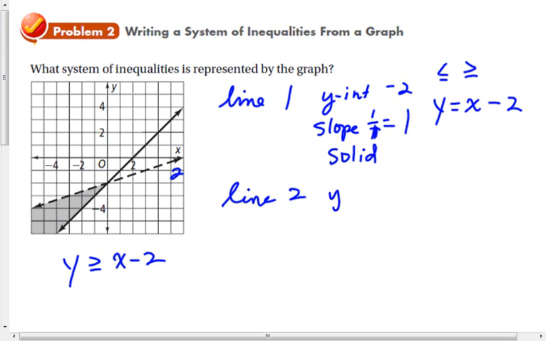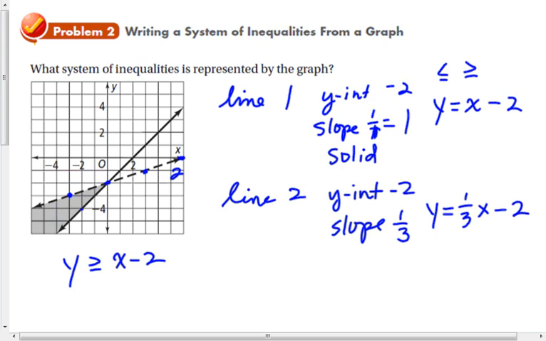The y-intercept is also negative 2. The slope for this line, you probably noticed for the dotted line that we're going up 1 for every 3 we go across, so that would be 1/3 rise over run. So my equation of the boundary line would be y equals 1/3 x minus 2.